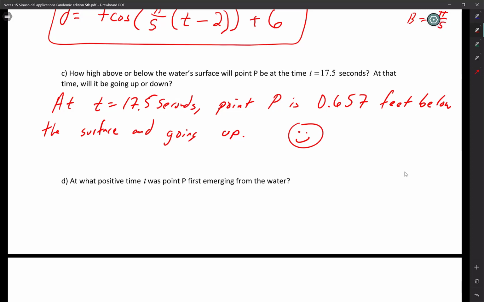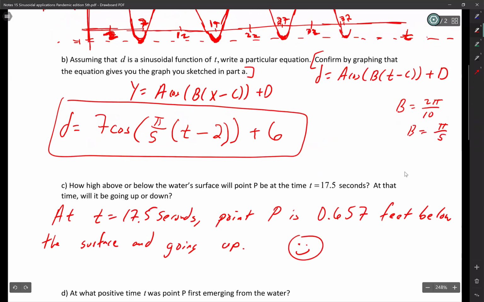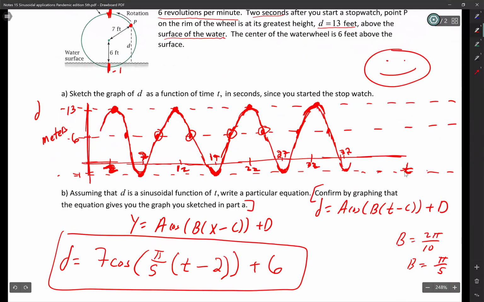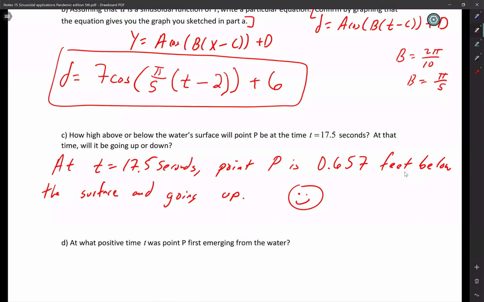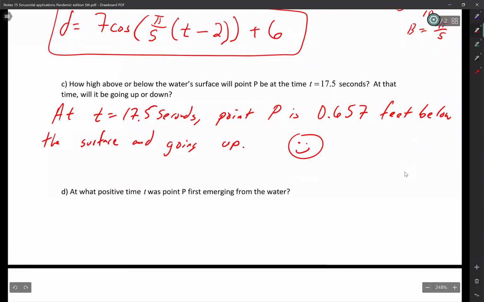At t equals 17.5 seconds, point P is 0.657 feet below the surface and going up. The surface of what? The surface of water, or water surface, but that's fine. Yay or nay, guys? All right. Virtual class, yay or nay? Yay. Yay.